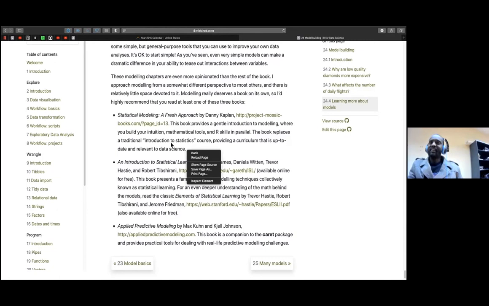So here there are more resources to go and dive deep into the modeling: statistical modeling, a fresh approach, statistical learning, applied predictive modeling.